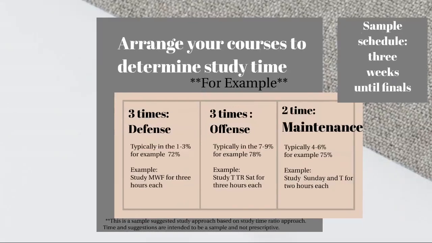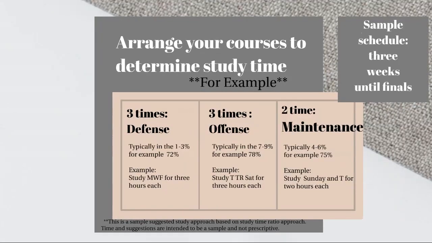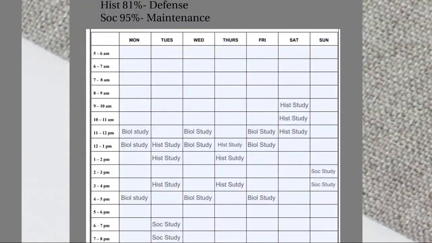So walking through that, a lot of hypotheticals there because it is an example, but we would want to look at a sample schedule, and it would look like this. So our defense course is that biology. We would want to be studying 3 times a week for 3 hours each time we study. And then the history is that offense, where we're trying to move that course up. Same thing. We're studying 3 times a week for 3 hours. But that social class, we're just trying to maintain that grade. So we're studying twice a week for 2 hours each. So this is a sample study schedule we might want to use as we think about studying.